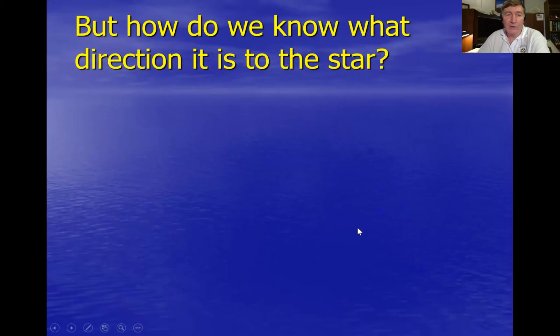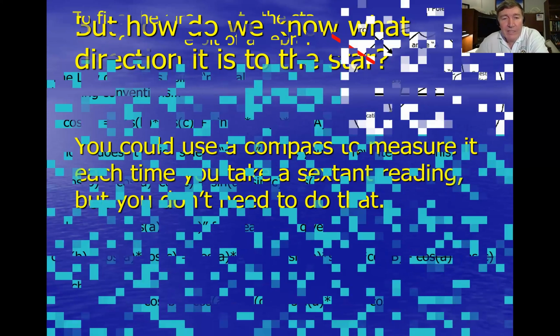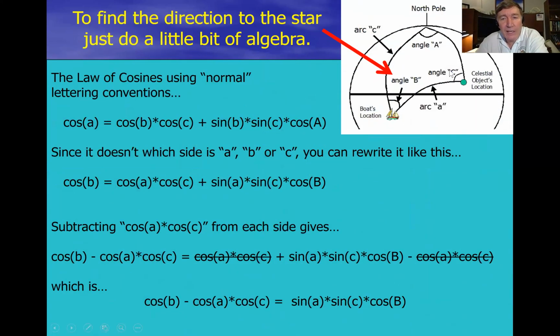First, let's find out how we know what direction it is to get to the star. There are two ways we could do it. One is, at the time that we measured the star, we could just use a compass and find out what direction it was. But you don't need to do that, because if you can solve the nautical triangle, then you can use equations to tell you the direction to the star.